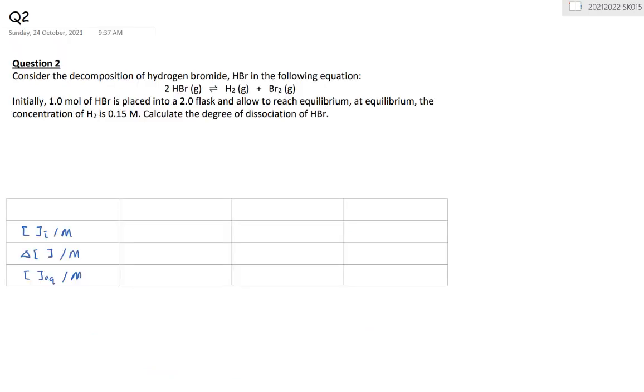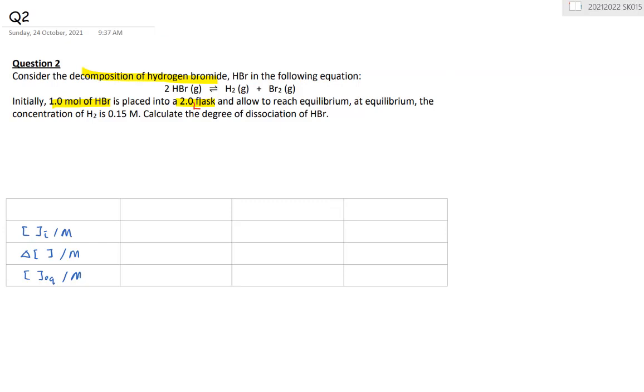Let's proceed to second question. Consider the decomposition of hydrogen bromide, HBr, in the following equation. And in these questions, you are also given a balanced chemical equation. So initially, there is 1.0 mole of HBr, which is placed into a 2.0 liter flask. There's a missing unit over here. Please record down the unit for volume, 2.0 liter.